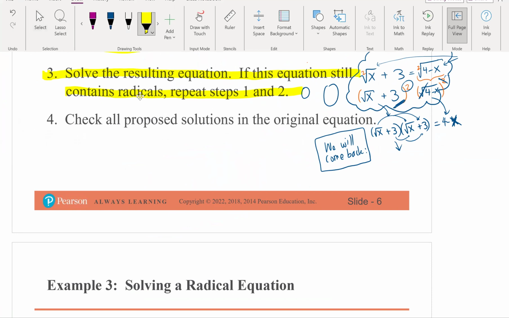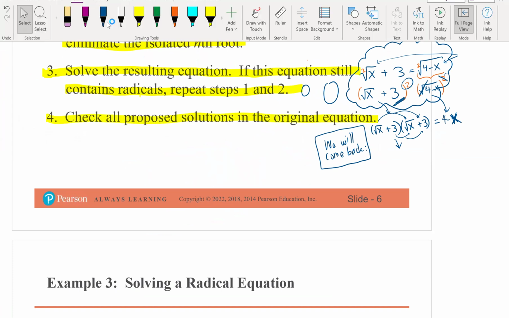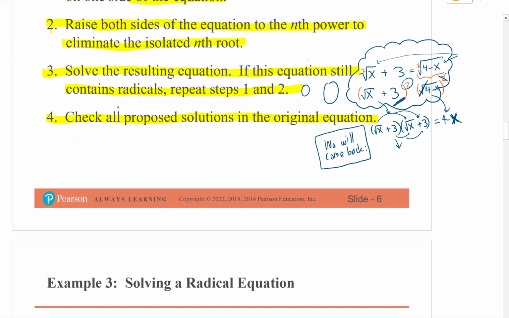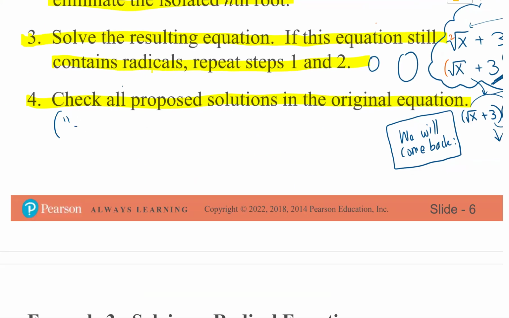And then we want to check all proposed solutions to the original equation after you solve it. So we'll come back to this page, but I want to say for that last step, it says check all proposed solutions to the original equation. Let me see, they're called extraneous. I think I spelled that right. Extraneous solutions are possible in these problems.